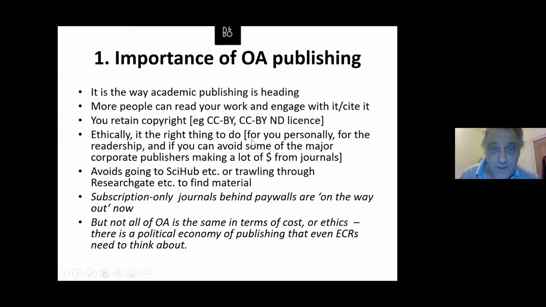The ethical point there is that publishing is also dominated by a few key players, which I'll come to later, and they make a lot of money from publishing journals, either from you paying charges to them or from selling subscriptions to university libraries, and we're talking millions and millions and millions. Also, open access means you don't have to go to places like Sci-Hub to try and find articles or trawl through sites like ResearchGate. You hope you can find your stuff more easily.